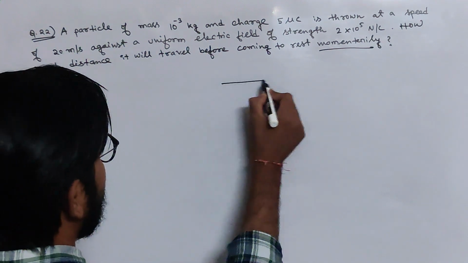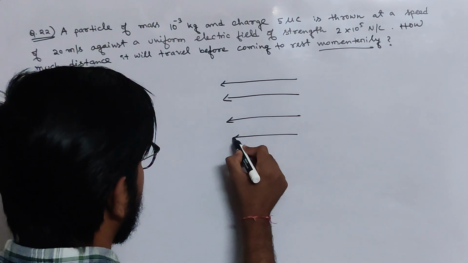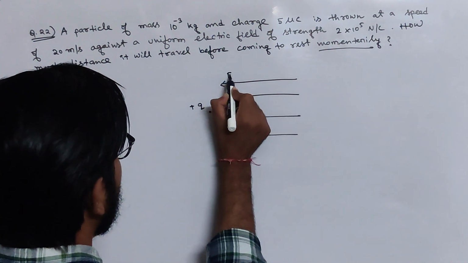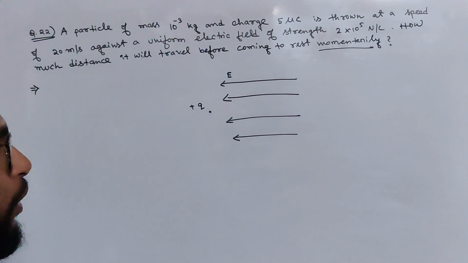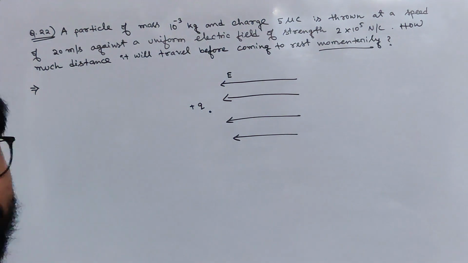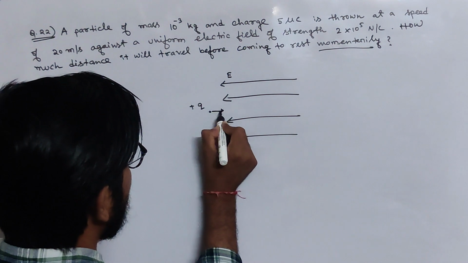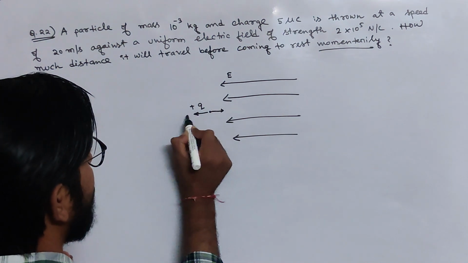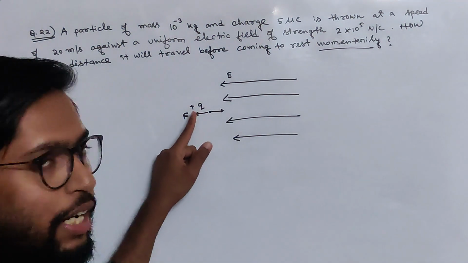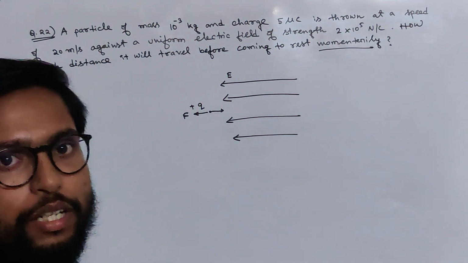See, if the electric field is directed from right to left and there is a positive charge, plus Q, here, then you know the charge plus Q will experience a force along the direction of the electric field. So now, if this plus Q charge tries to go in this direction, it will experience a force in this direction. And if it has some initial velocity, 20 meter per second, it will have some initial kinetic energy.